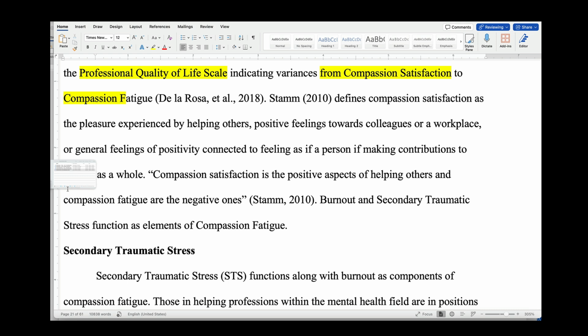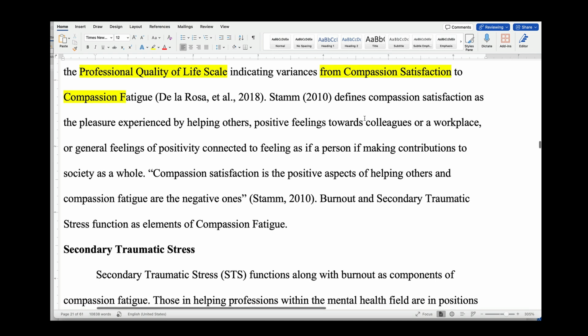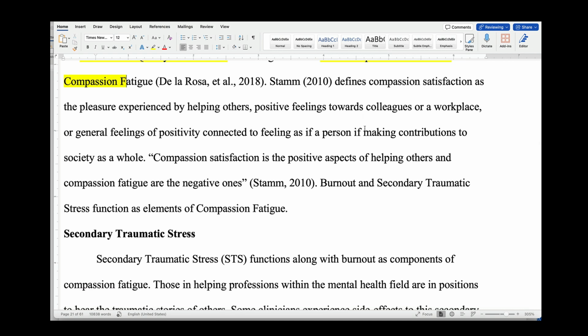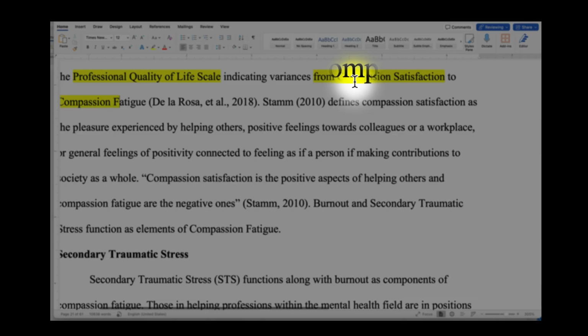So when we're talking here about the professional quality of life scale, a questionnaire or a scale, the tools you use do not need to be capitalized. They should not be. Compassion satisfaction and compassion fatigue, two ends of the same scale, usually. Again, those do not need to be capitalized. They should not be capitalized.